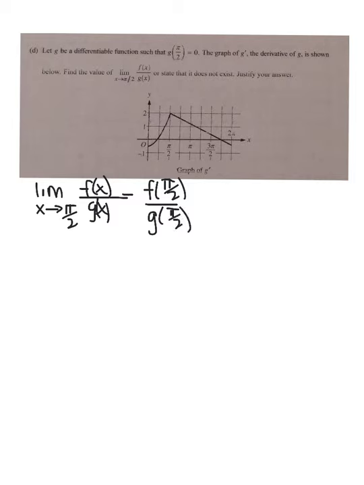All right, well, first things first, I noticed that in part D, it says right here that g of pi over 2 is 0. So that means this is 0, right?